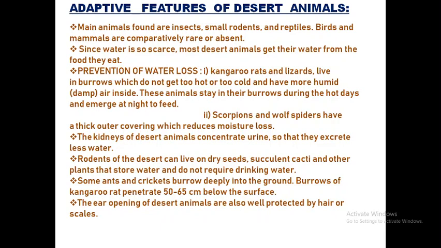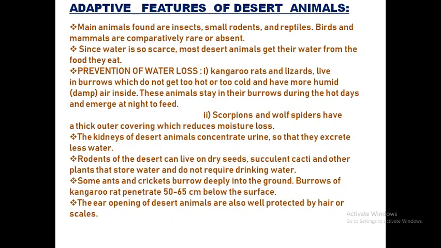Scorpions and wolf spiders have a thick outer covering. I was telling you in the last class that animals like scorpions and wolf spiders have a very thick outer skin layer. Why? So that they can retain the moisture, the water content inside the body, and through the thick skin the water does not go out. The kidneys of desert animals concentrate urine so that they excrete less water.